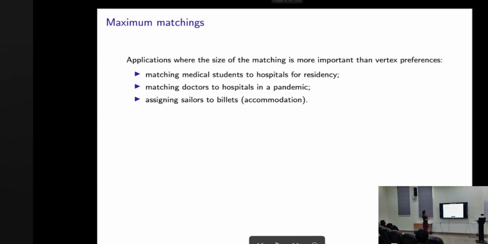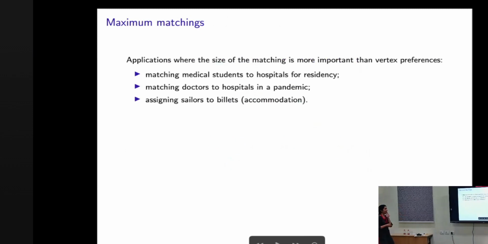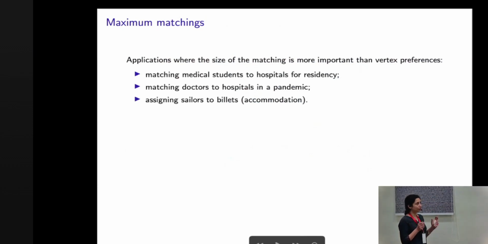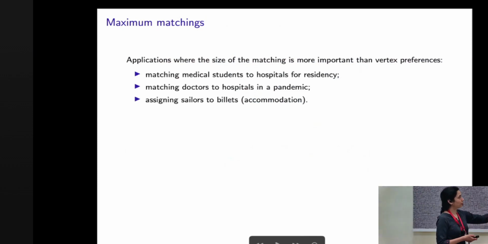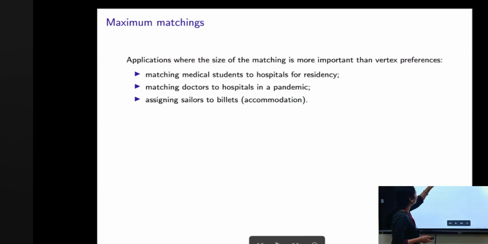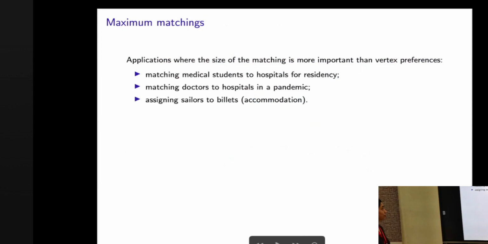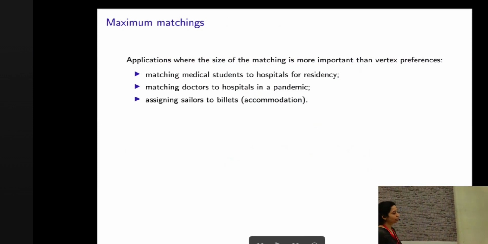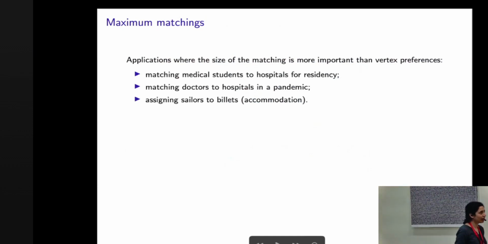So maximum cardinality matching. There are applications where every vertex has a strict preference order, and those preferences are of great importance, but what is of even higher importance is the size of the matching. There are very natural applications, like assigning medical students to hospitals for their residencies during a pandemic like the COVID pandemic, where doctors had to be assigned to hospitals. The cardinality of the matching is of utmost importance, and in fact this has been studied by people way before.